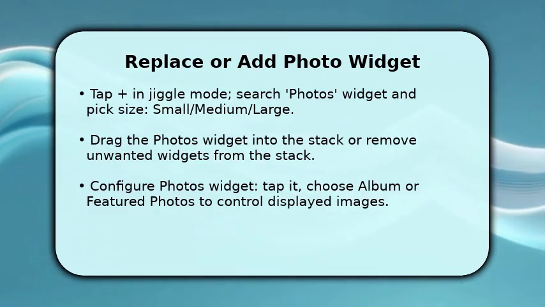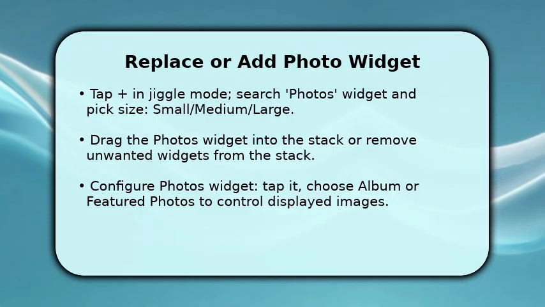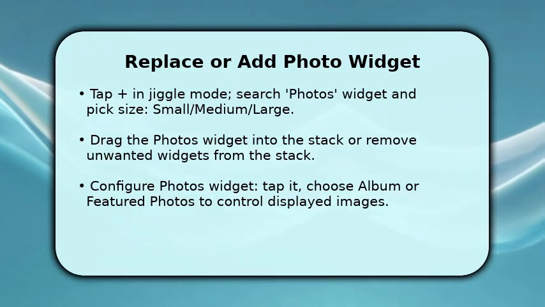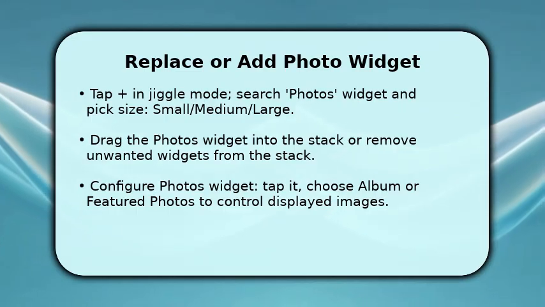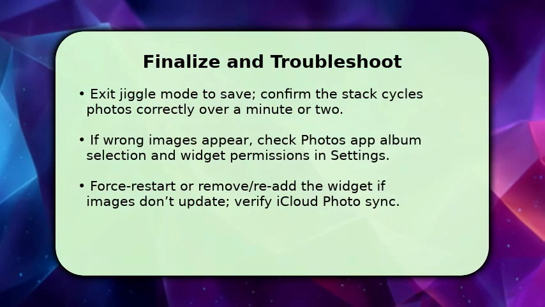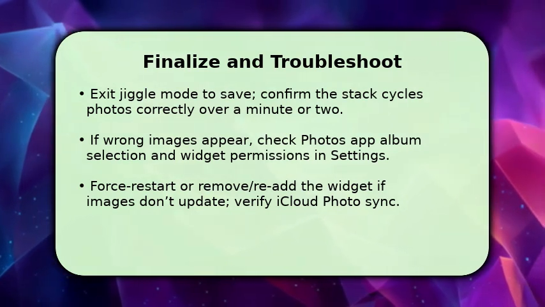Tap the Photos widget to choose its source, your recents, a specific album, or featured photos, so the widget shows the exact pictures you prefer. Once set, the stack will rotate through the chosen images automatically. Finish by exiting jiggle mode and watching the stack for a minute to confirm the Photos widget cycles as expected.